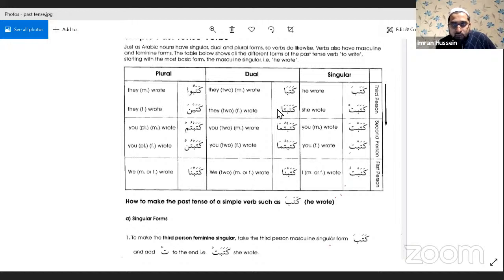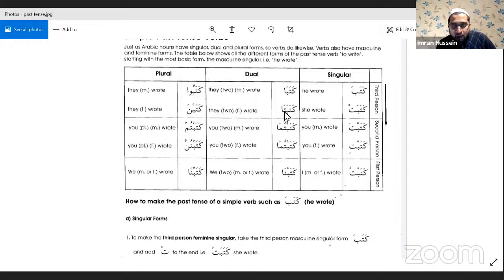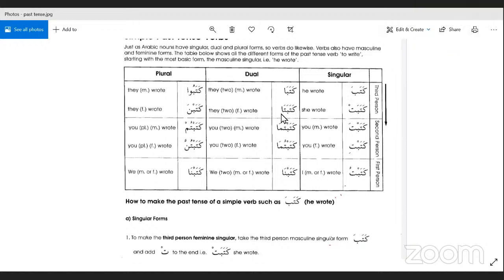Compare it with the masculine kataba. The alif has been added there for dual. But in the female, when they both females wrote, you add the ta to denote it's female, and you add the alif to represent dual. So it would be dhahabata. All of them have the fatha. Exactly. So dhahabata would be they two females went.